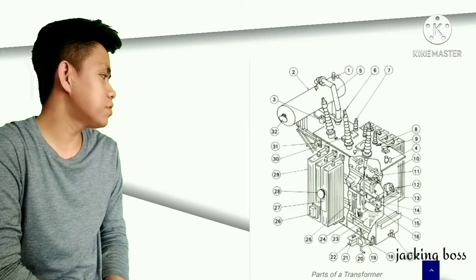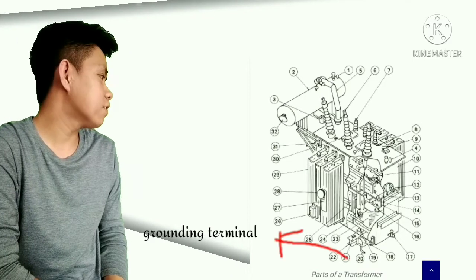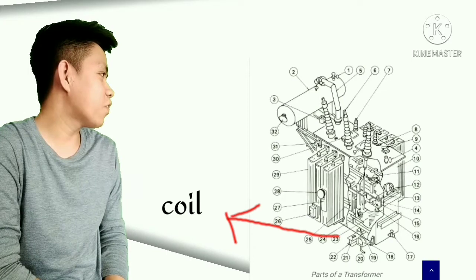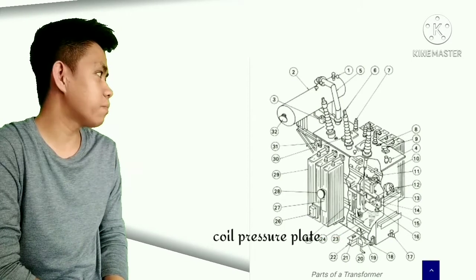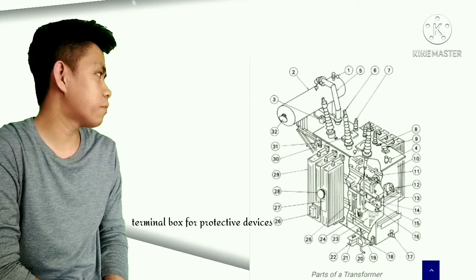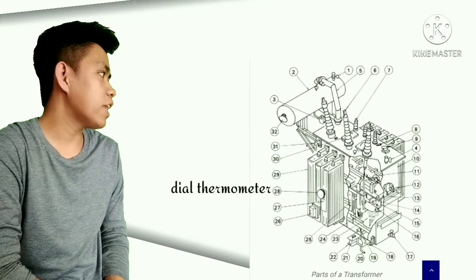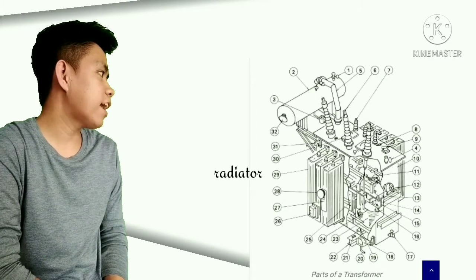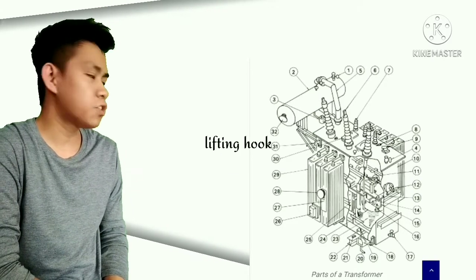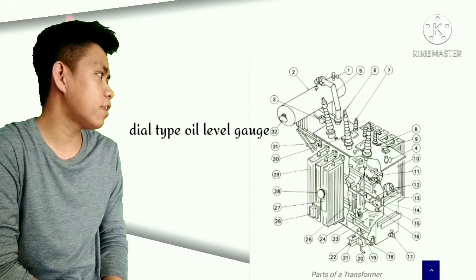18, jacking boss. 19, topper. 20, foundation bolt. 21, grounding terminal. 22, skid base. 23, coil. 24, coil pressure plate. 25, core. 26, terminal box for protected devices. 27, rating plate. 28, dial thermometer. 29, radiator. 30, manhole. 31, lifting hook. And 32 is the dial type oil level.